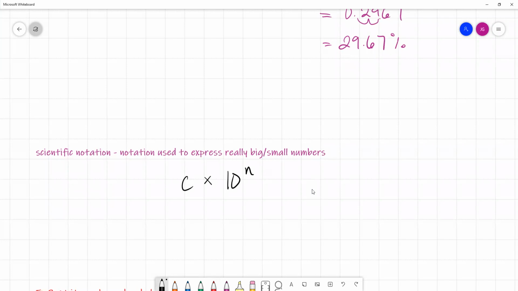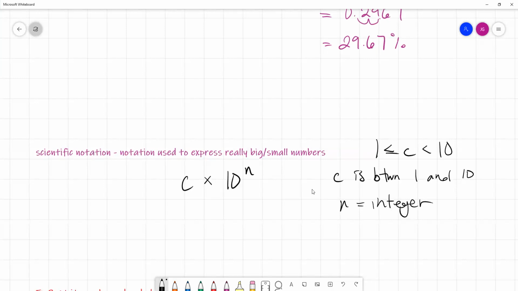The rules of scientific notation are that C has to be between 1 and 10, not including 10. I don't want it to be 10, and I'm okay with it being 1. So it includes the 1, not the 10. Mathematically, we would write it as 1 is less than or equal to C, which is less than 10. That means C can be 1, but not 10. And then n is just some integer, either a positive or a negative whole number.